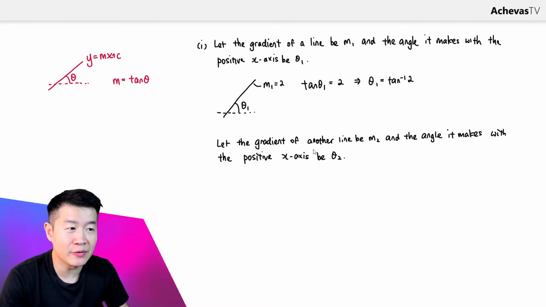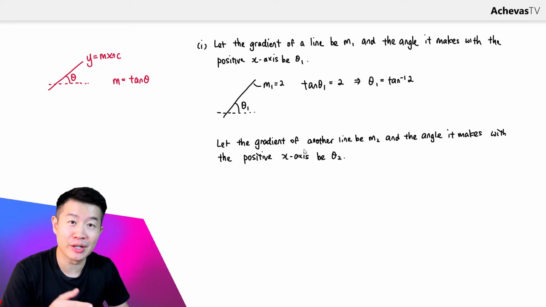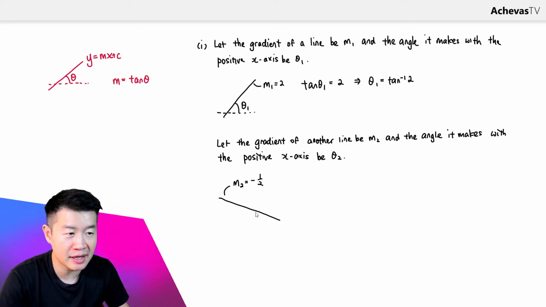We're going to do the same thing for another line, which according to what the question hints to us, this other line should have a gradient of minus half. So minus half is a line with a negative gradient. So this line, let's say m2. So the gradient is minus half, and the angle it makes with the positive x-axis is going to be this angle here. It is going to be an obtuse angle.